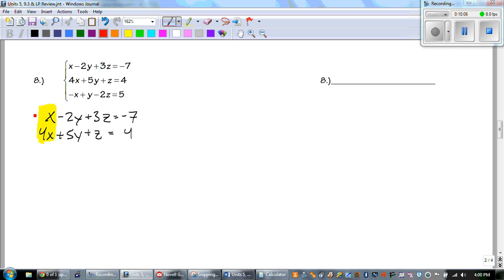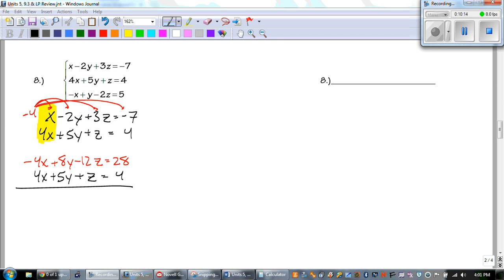What are you multiplying by? Good, it should be a -4. So you should have gotten -4x plus 8y minus 12z equals 28. And then, just like we wanted, the x's cancel. And then we get 13y minus 11z equals 32. Okay, so that's our first equation. And yes, we have to do it again.